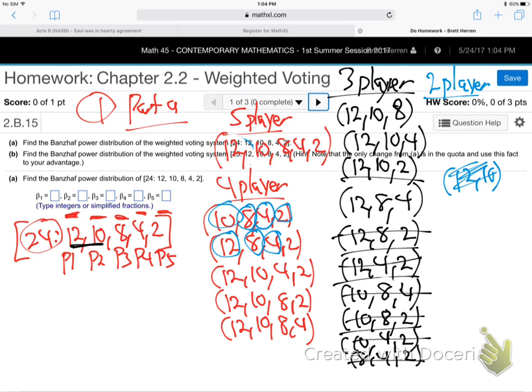So you can just circle these. You can check it out later. I'm glad to help you if you want to grab me later.